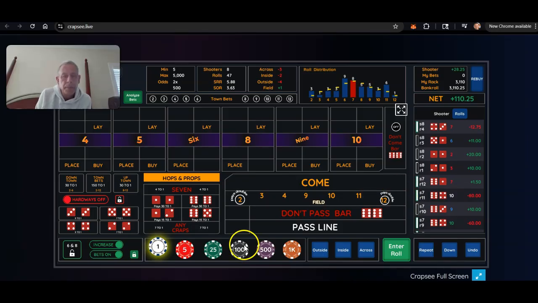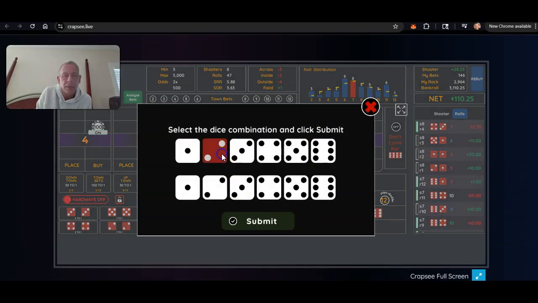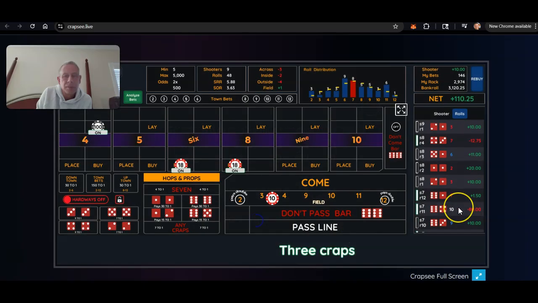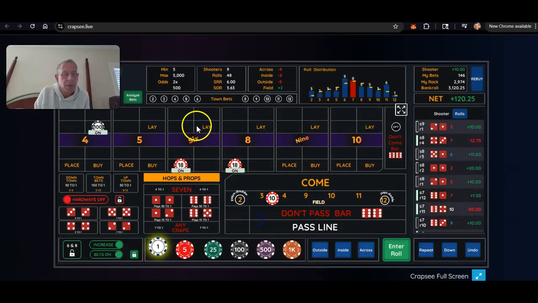So, let's do it again. There's definitely an interesting mechanic going on here, though. All right, that's a 3. So we're going to get paid in the field. 3 craps. All right. So we're going to do the reduction here. Down to 90. Right here.